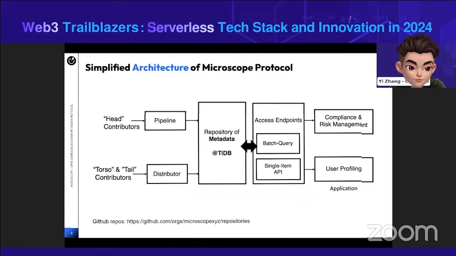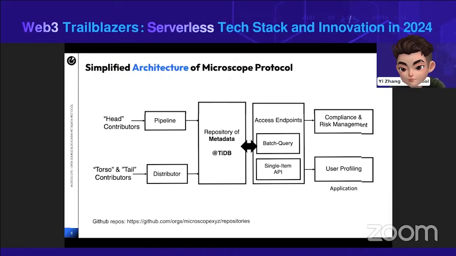The contributors on one side are a hidden contributor, more like a small selection. We have a very good track record of data quality. They can set up their own data pipeline and have full access to TiDB, our database. And there are also torso and tail contributors. They go through a distributor. The distributor is responsible for the first stage of data quality governance.